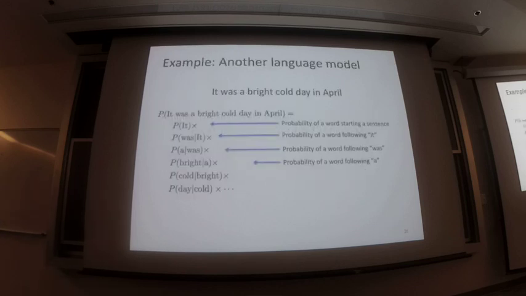And now let's look at how this language model will fare on this sentence: it was a bright cold day in April. You want to compute the probability over this sentence. We take the first word, compute the probability of it, multiply it with the probability of the second word conditioned on it, times the probability of the next word conditioned on that, the probability of bright conditioned on the previous word, times the probability of cold conditioned on bright, and so on. So this is what our language model is giving us.